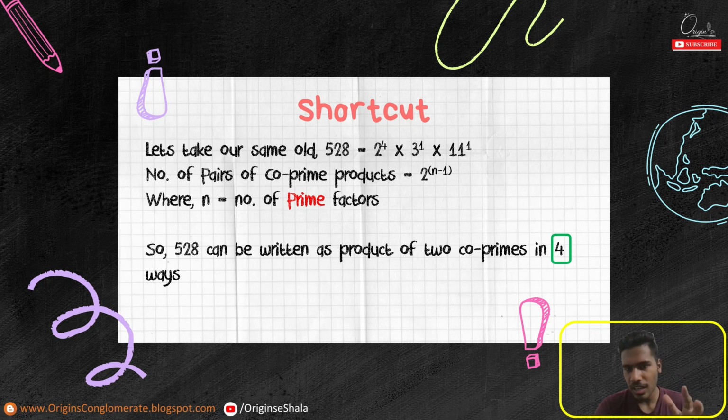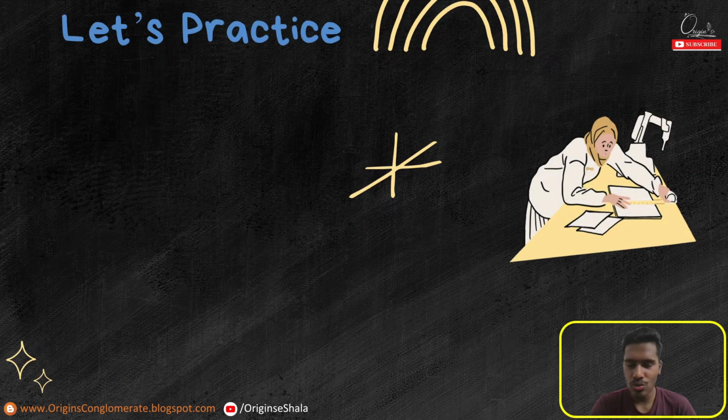So here we have 3 prime numbers, 2, 3 and 11 at the base, and we have to reduce it by 1. We will get 2, then 2 raised to that value, n minus 1. I will be left with 4. So yeah, 528 can be written in 4 ways as product of two coprimes. Quite simple, right? So all of these are always revolving around the total number of factors. So in any case, you need to find the total number of factors before solving any of these.